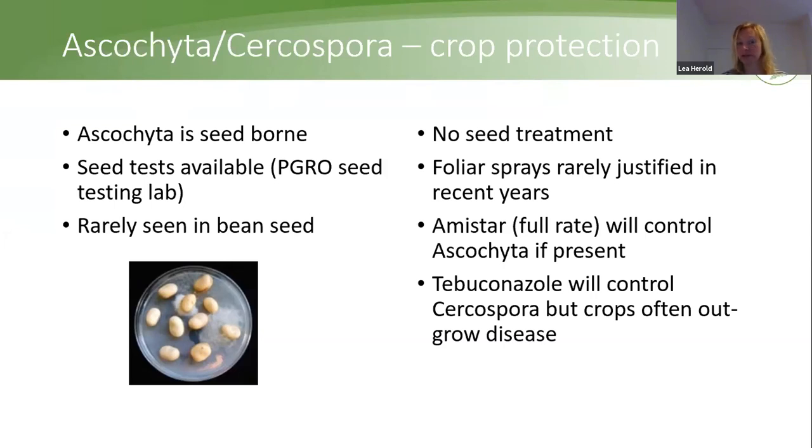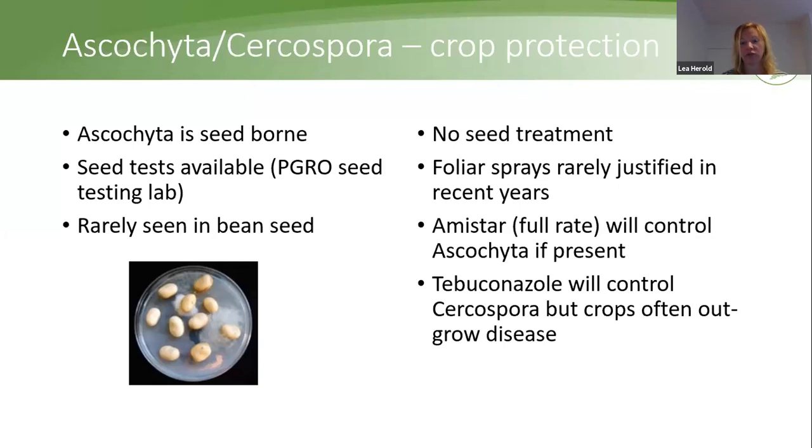I think we had 2 positive samples in the last 5 years or something like this, which shows how successful this screening program has been, because all of the beans are tested regularly. There's hardly any Ascochyta in seed stocks left. And this is why we basically never see it in the field anymore. And this is why we say that foliar sprays are rarely justified in recent years.